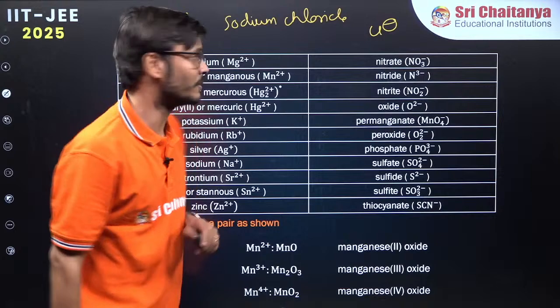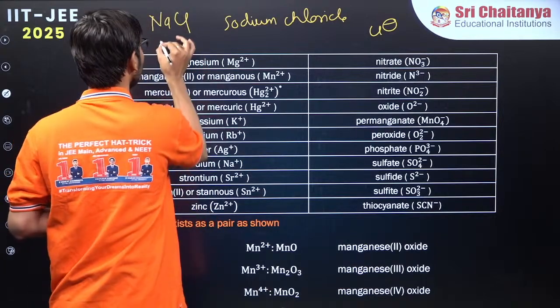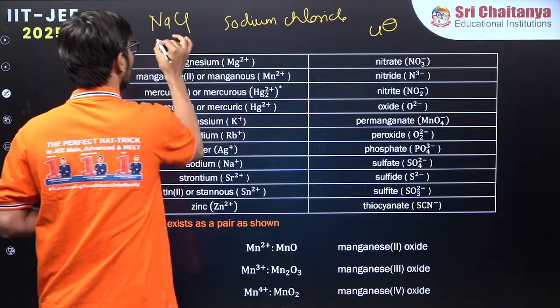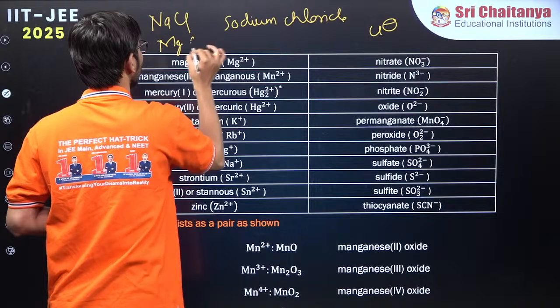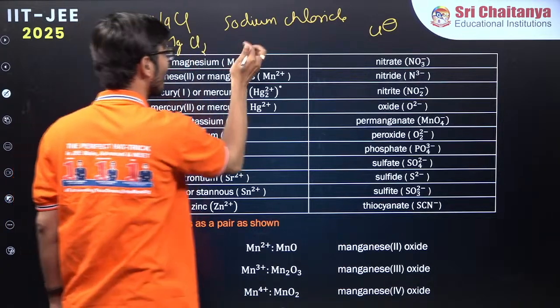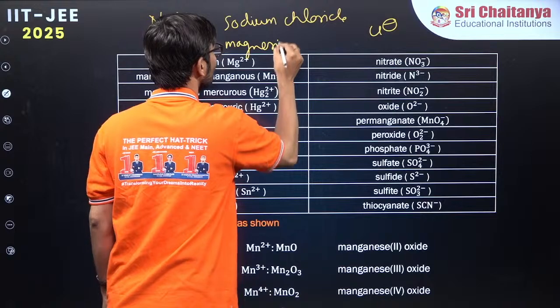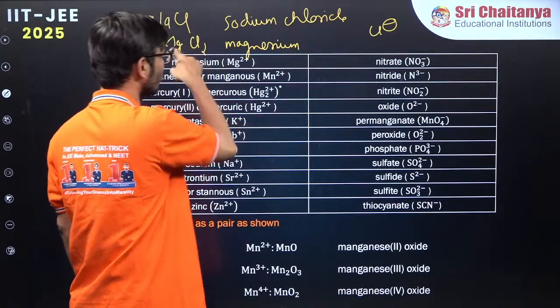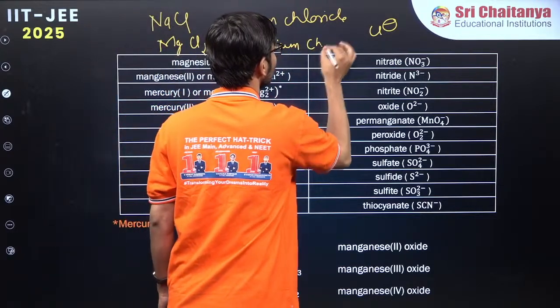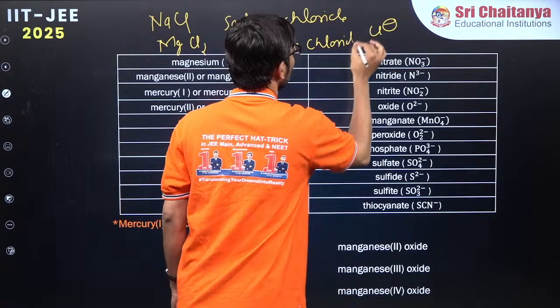I'll take a few more examples. Let us say I have magnesium, MgCl2. So what should the name be? First the cation, magnesium. Then we write chloride. Magnesium chloride.